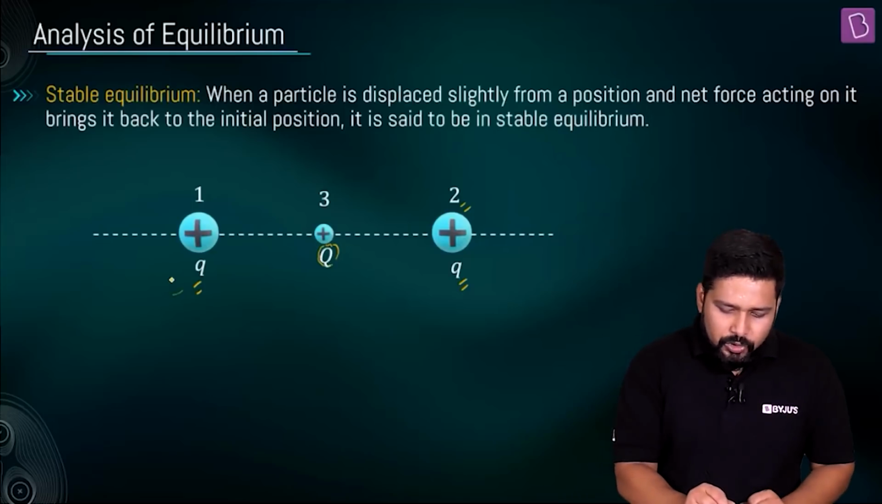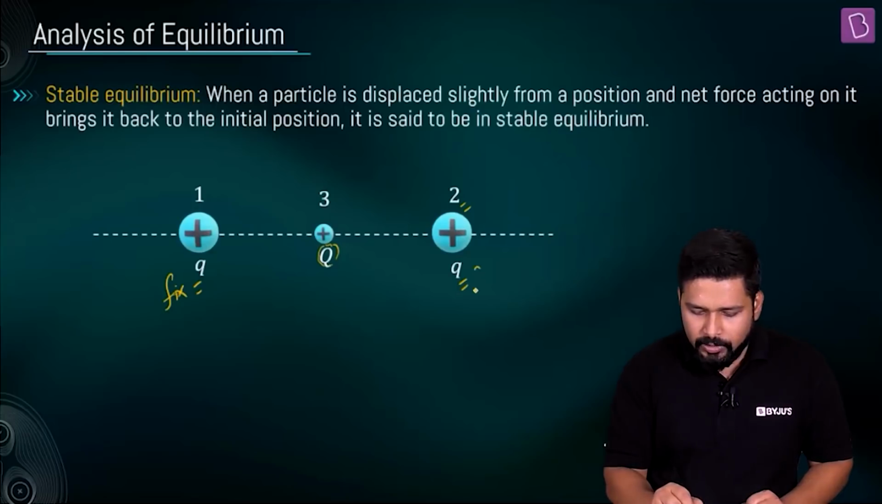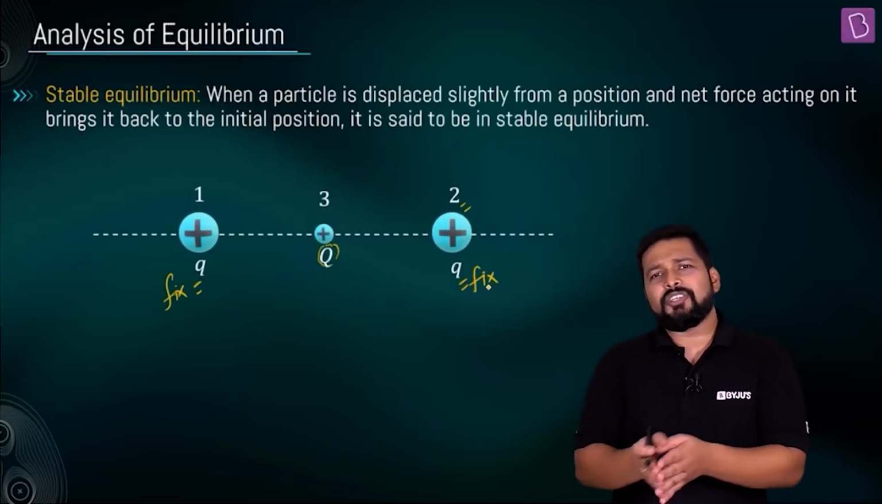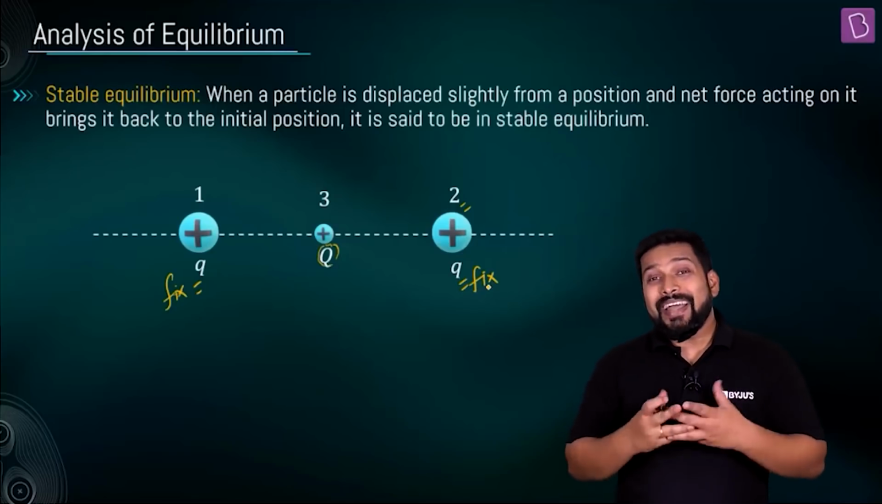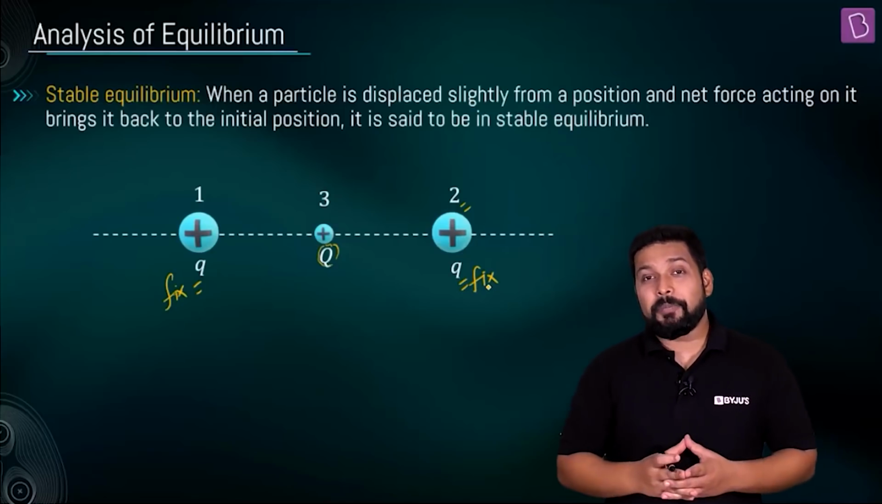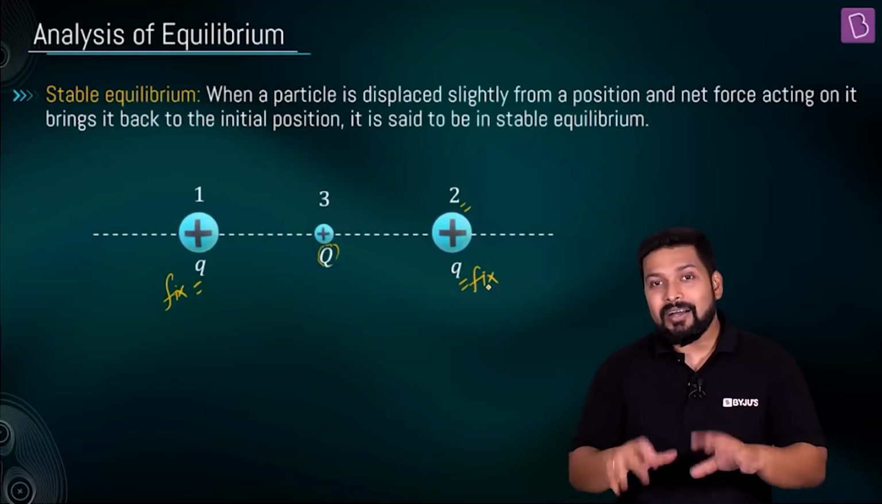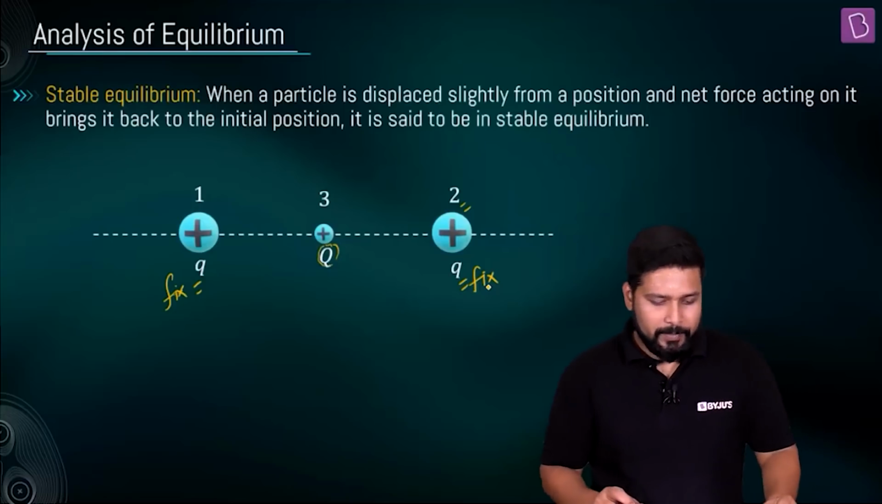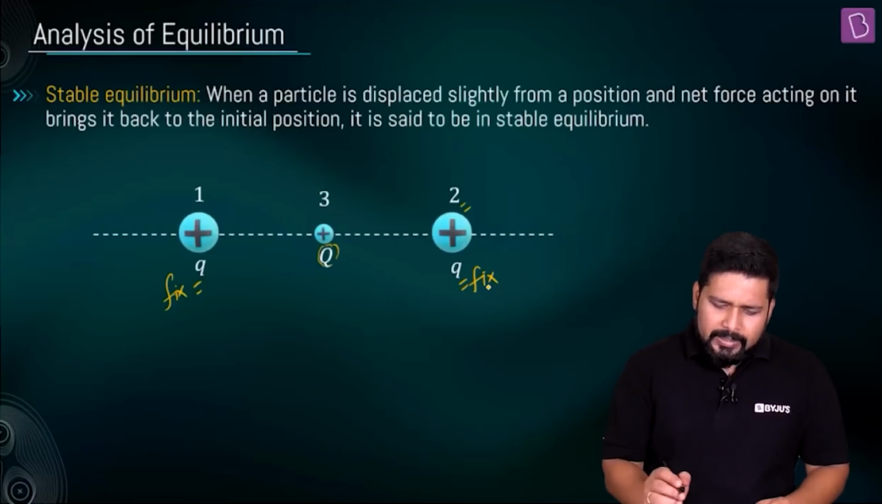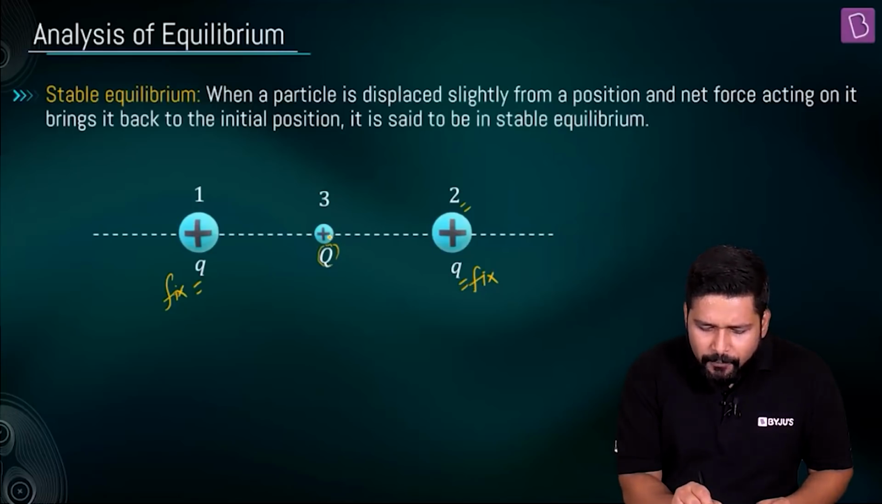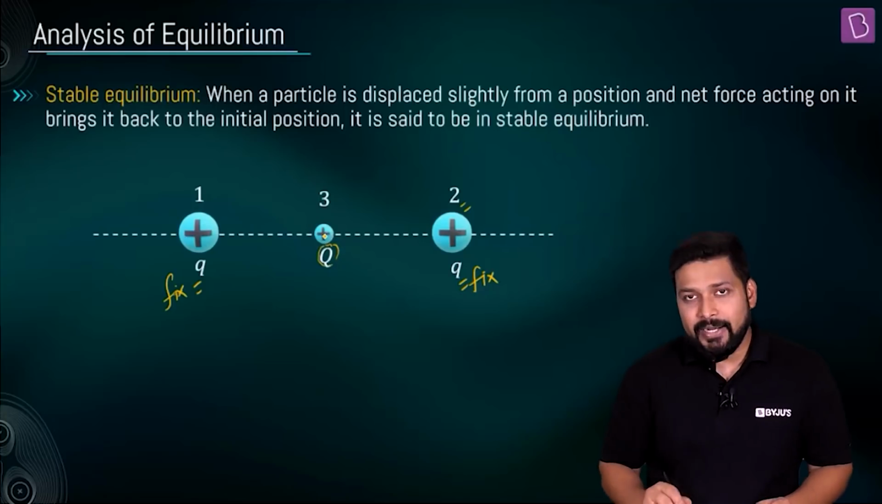Now we say that these two charges are fixed, and the charge at point number 3 is free to move. We are going to analyze whether it is under stable equilibrium or unstable equilibrium condition. Okay. So first of all, we analyze what is the net force at this point when it is exactly at the midpoint.